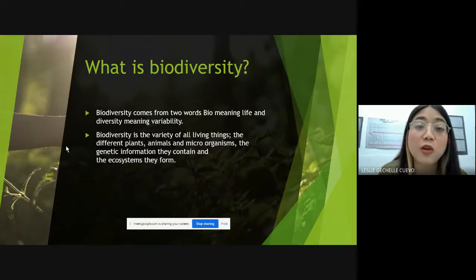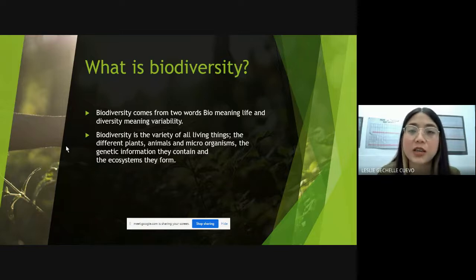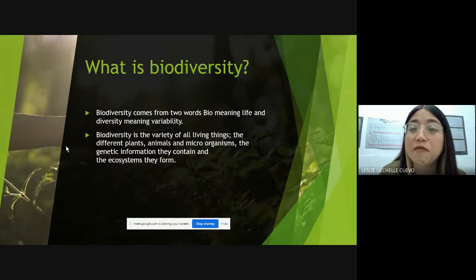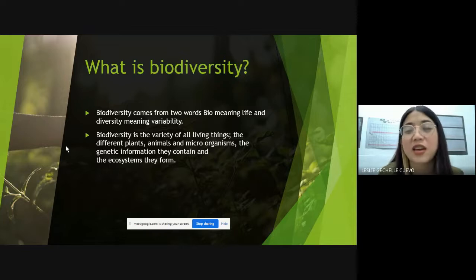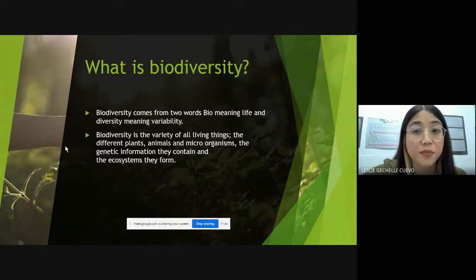So, eto yung tinutukoy natin kanina pa, biodiversity. It comes from two words, bio meaning life and diversity meaning variability. So there is variability among life, or those who have life. Biodiversity is the variety of all living things. The different plants, animals, and microorganisms, the genetic information they contain, and the ecosystems they form.